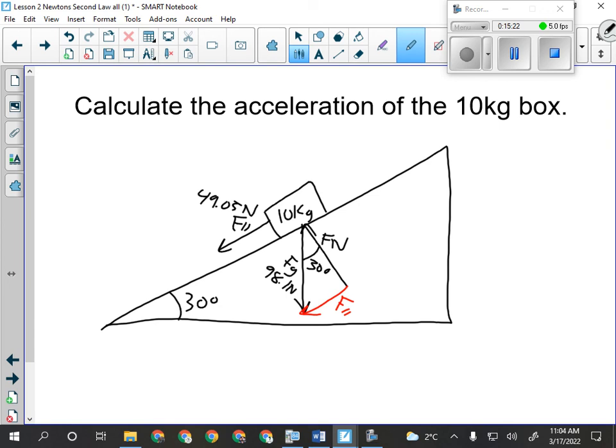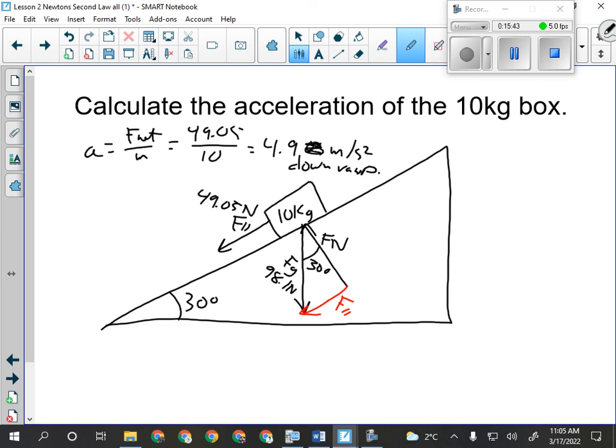Can I calculate the acceleration of the box? That's my net force. So acceleration just equals F net over m, 49.05 over 10, is 4.905. Well, actually, we'd only have two significant digits, 4.9 meters per second squared down the ramp.